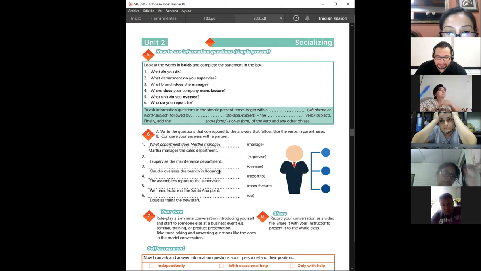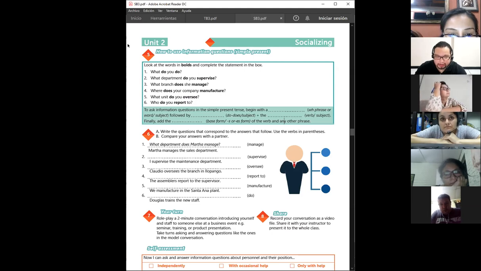Let's do this exercise in pairs. Okay, I will match the pairs and let me share this. We're going to go to exercise 6 only. Only number 6. Okay, let's do this. Let's see. Then we have this three. Okay, let's do the exercise, please.